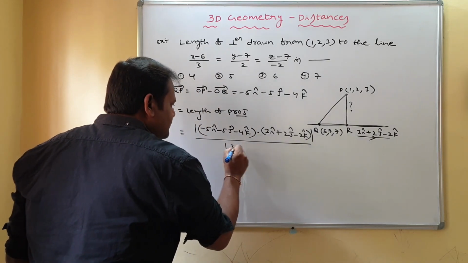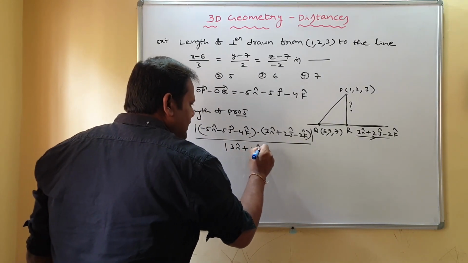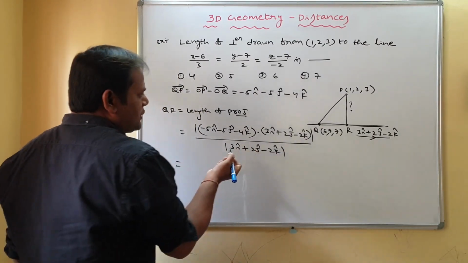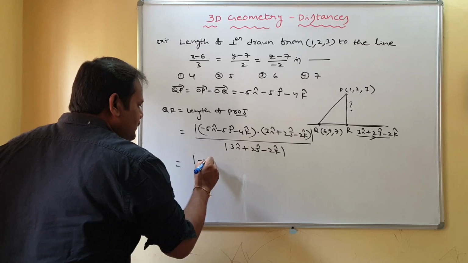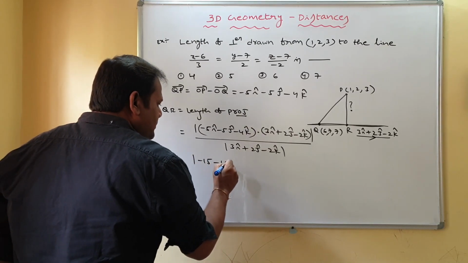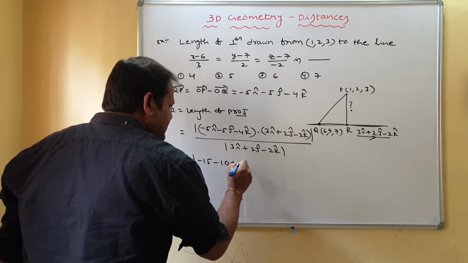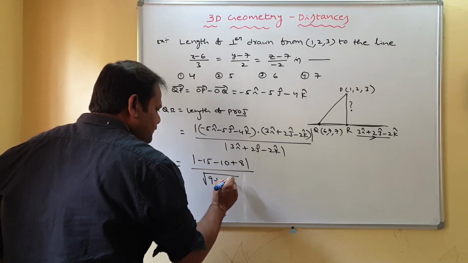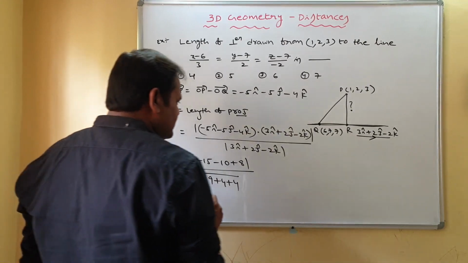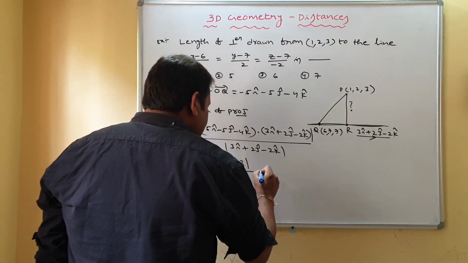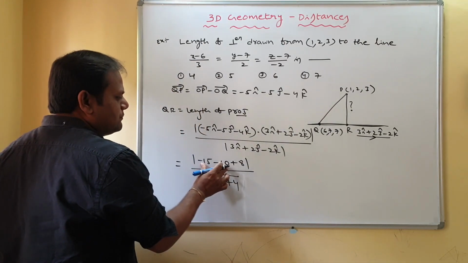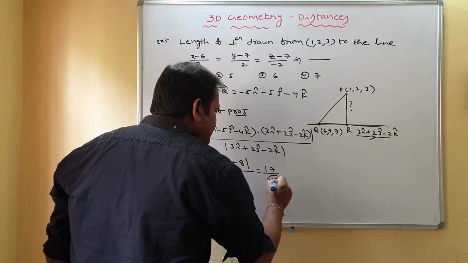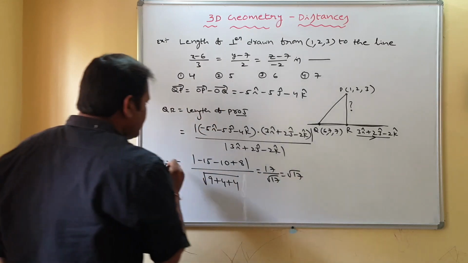Now here this is the B bar vector. What is that? Mod of 3 i cap 2 j cap minus 2 k cap. Just do the simplification. Do the dot product. You know that. It is mod of minus 15 minus 10 plus 8 by root over 9 plus 4 plus 4. So here what we get, it is minus 25 plus 8, minus 17. So 17 by root 17, it is root 17. We got QR.